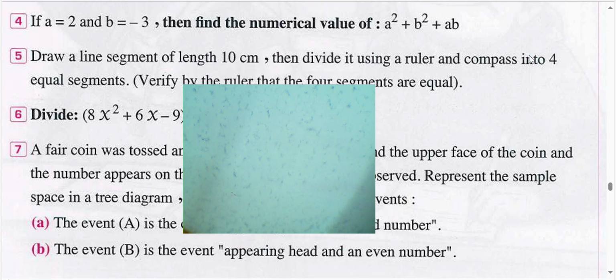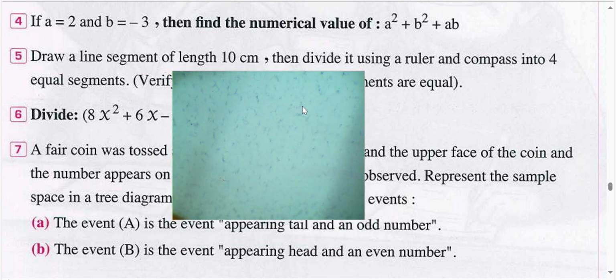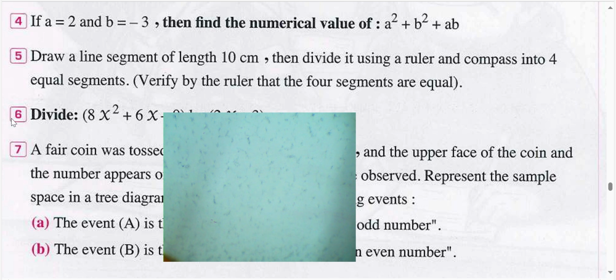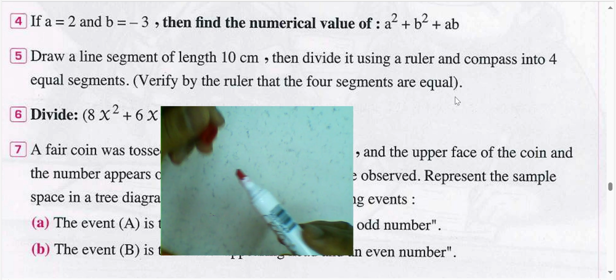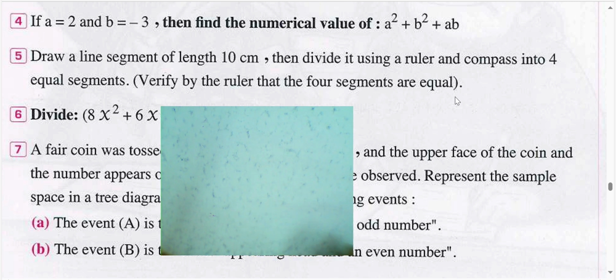Next question, draw a line segment of length 10 centimeters and divide it using a ruler and compass into 4 equal segments. Verify with the ruler that the 4 segments are equal. Okay, we can use the ruler first and a pencil to draw.